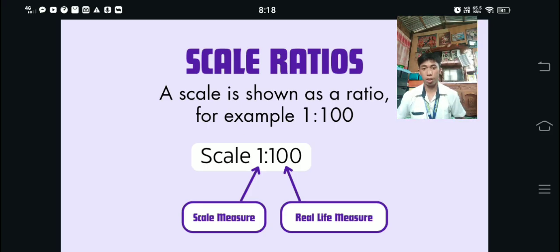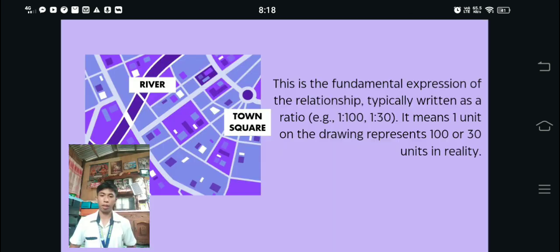So we have the scale ratio. This is the fundamental expression of the relationship, typically written as a ratio. Example, 1 to 100 or 1 to 30. It means 1 unit on the drawing represents 100 or 30 units in reality. So for example 1 to 30, what you put as one unit of width represents 30 meters in reality. Gets?